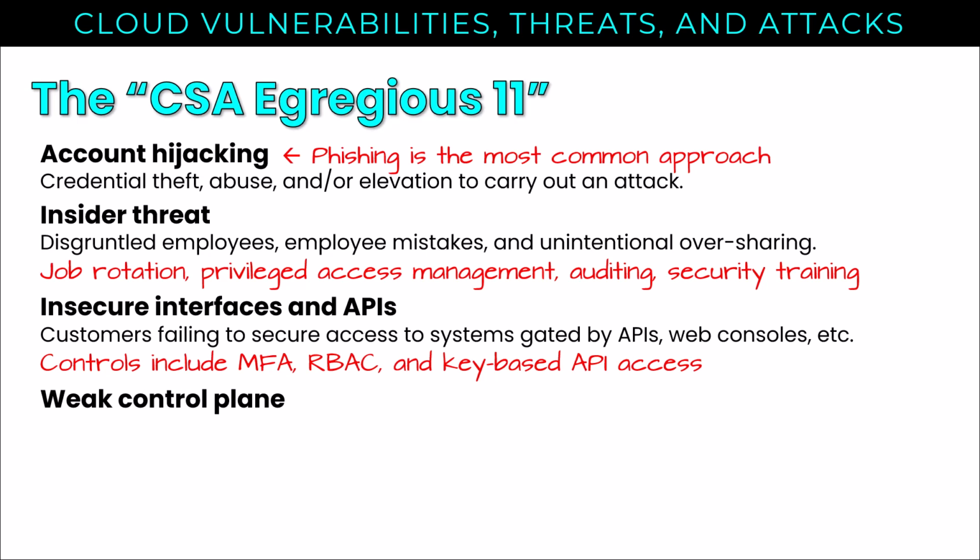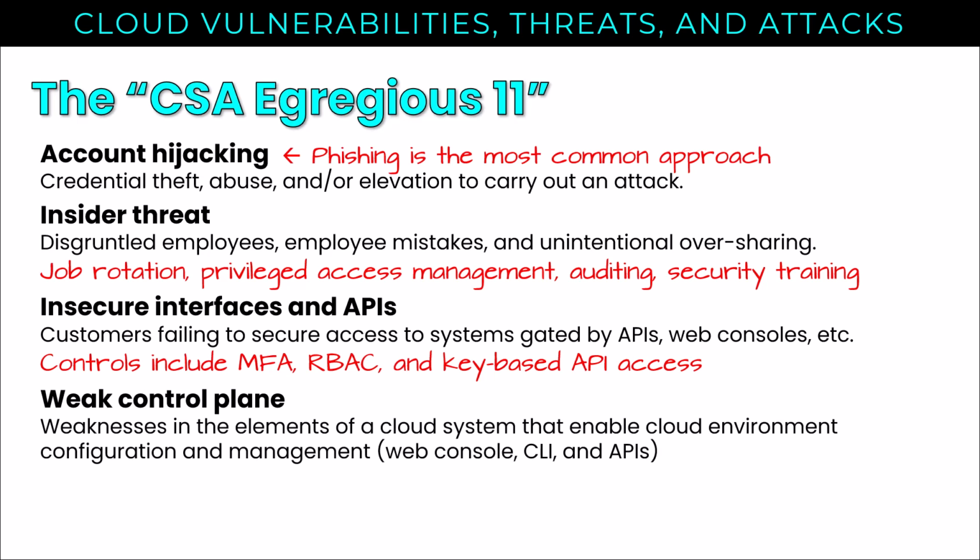A weak control plane, so weaknesses in the elements of a cloud system that enable cloud environment configuration and management is what we're talking about here. The web console, the CLIs and APIs that are all available to facilitate management and automation. You can mitigate these vulnerabilities by and large by following the CSP's advice.